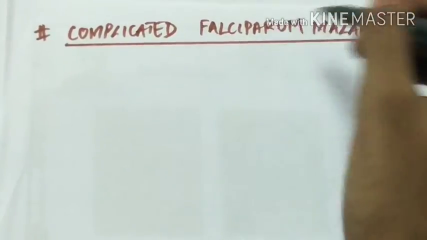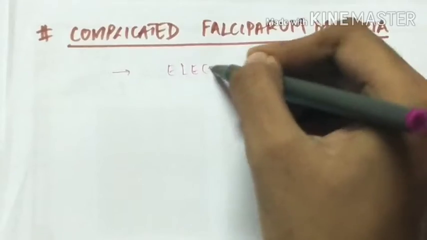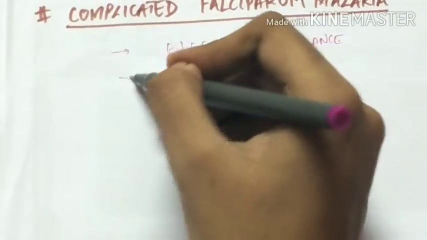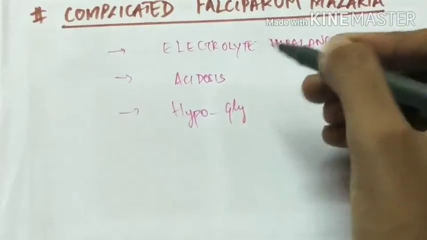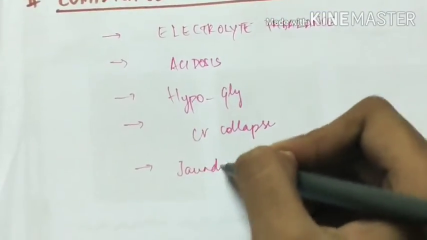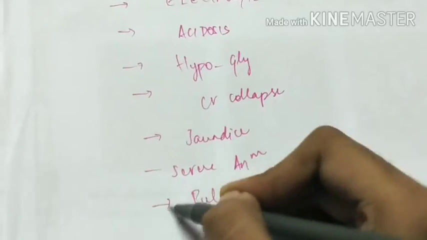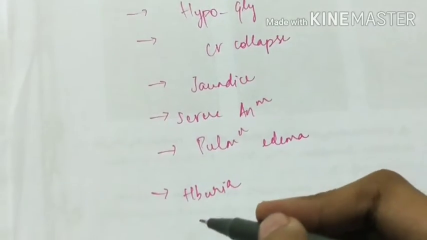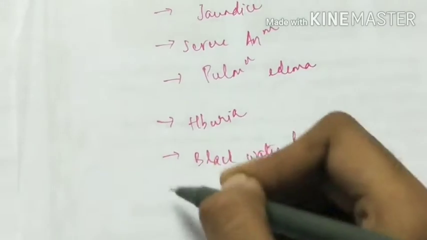Let's see about complicated falciparum malaria. This includes characteristics like electrolyte imbalance, acidosis, hypoglycemia, cardiovascular collapse, jaundice, severe anemia, pulmonary edema, hemoglobinuria, black water fever, cerebral malaria.